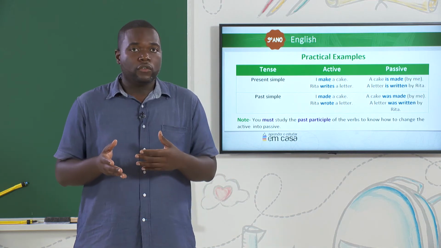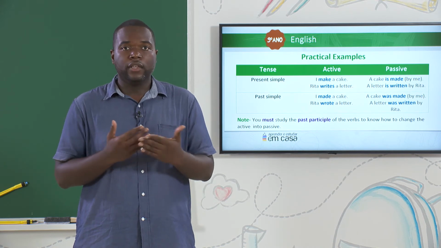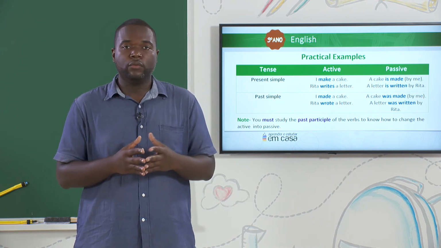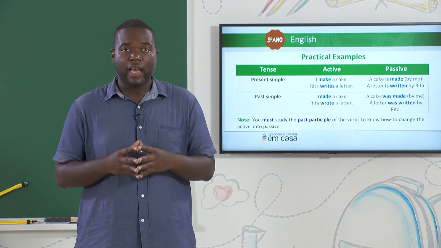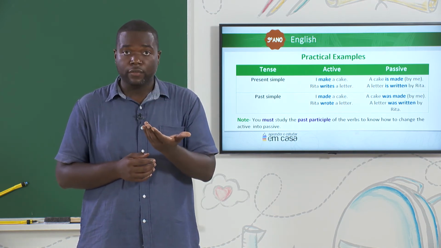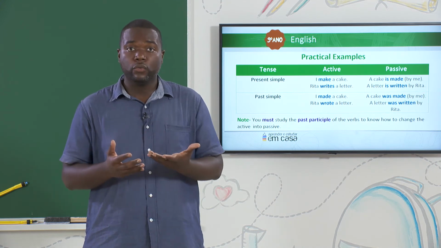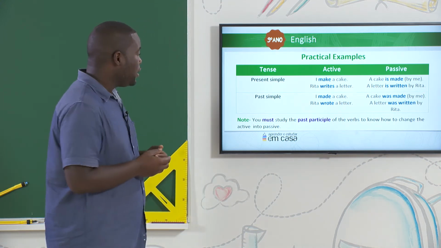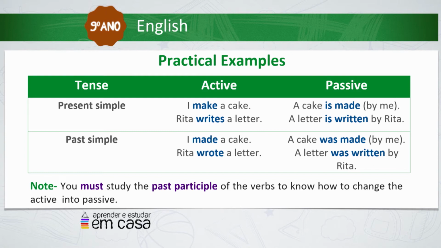All right, students, so those were the main changes that we make when we talk about the passive and the active. But there is one important thing that you need to be careful of, all right? And this is the note that we have here. So, you must study the past participle of the verbs to know how to change the active into the passive. But why is this, students?